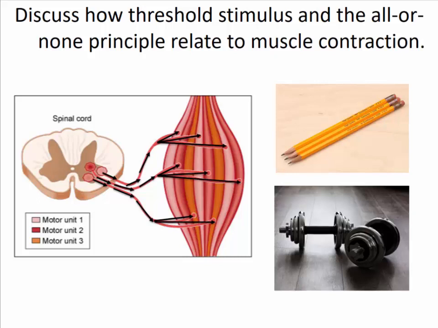One thing to note here is that muscles with fine motor control, like in our eyes and fingers, have many small motor units. Muscles with less precise movements have larger motor units.